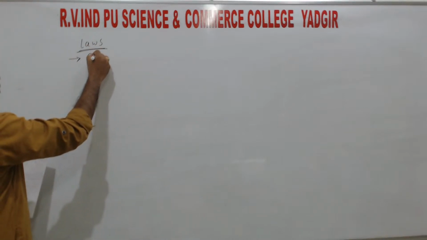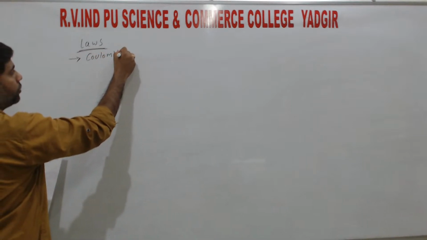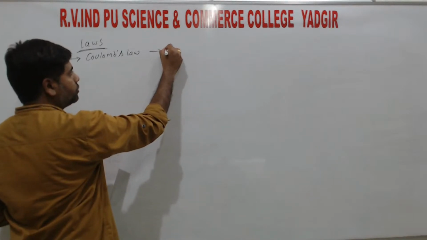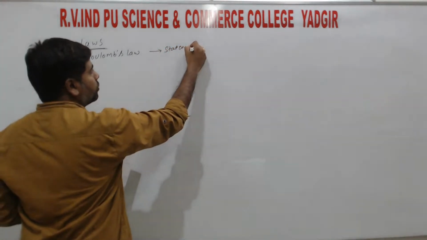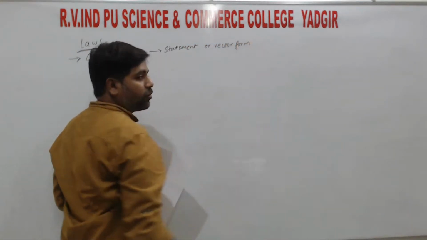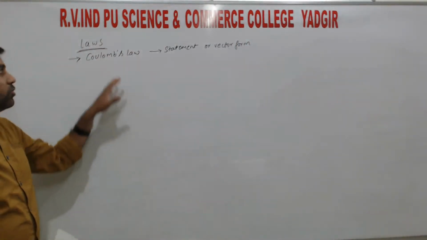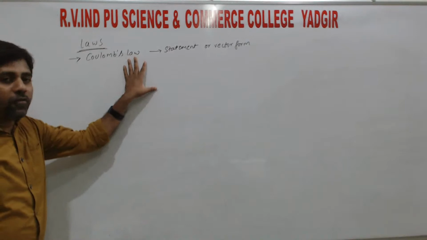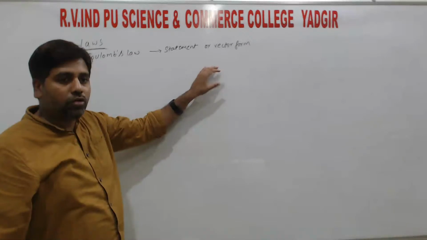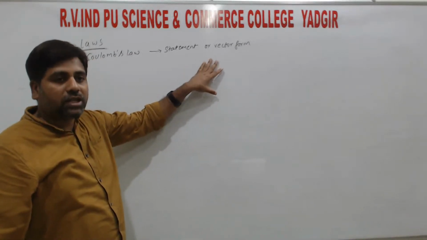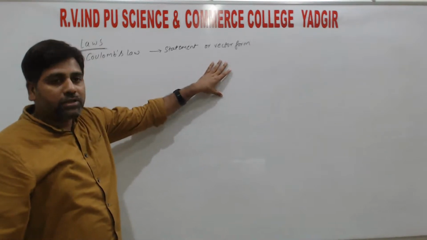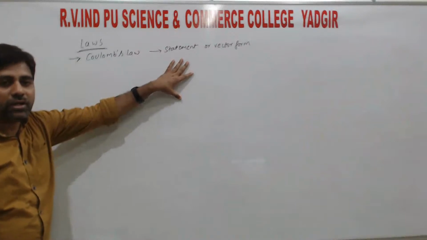Among the laws, first comes Coulomb's law, with the statement as well as the vector form. They may ask the statement or the vector form. So what is Coulomb's law? The force of attraction or repulsion between any 2 point charges is directly proportional to the product of the magnitudes of the charges and inversely proportional to the square of the distance between the 2 point charges, in the direction of the line joining the charges.